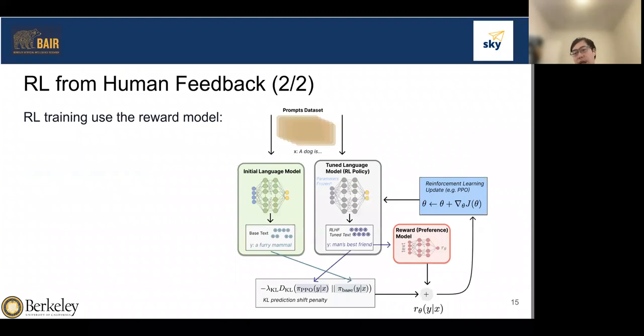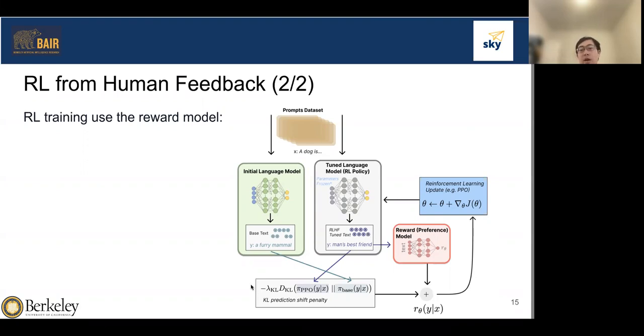After this first step, the next step is a very common RL training of the initial language model with the help of this reward model. They use this reward model as a reward function in the environment. This is because we don't have a perfect reward function to align with human preferences, so we need to learn that from data as well. The whole pipeline is also relatively simple. It's just PPO training with a reward function generated by the reward model.